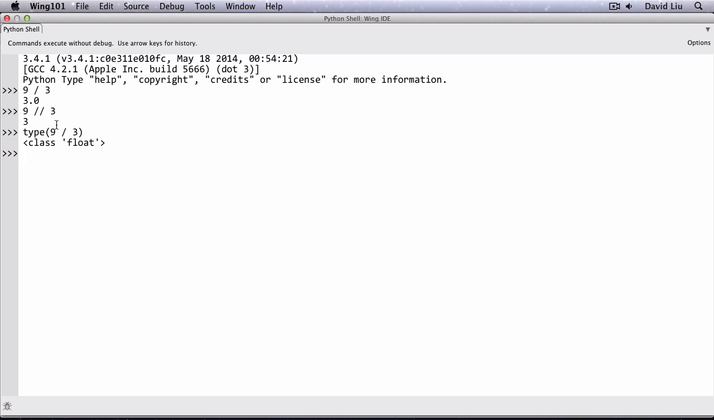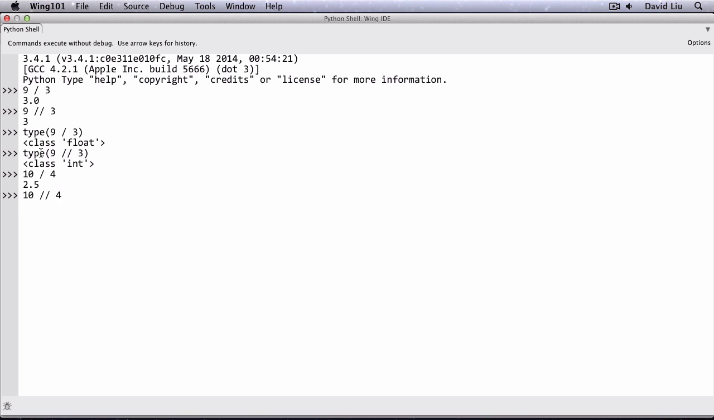If I were to compute the type of 9 / 3, I would get a float. On the other hand, integer division always returns an int. So the type of 9 // 3, which we know is equal to 3, has type int. Now let's explore what happens when the first number is not evenly divisible by the second number. Using a single slash here, we'll return a decimal number which is exactly 10 / 4, 2.5.